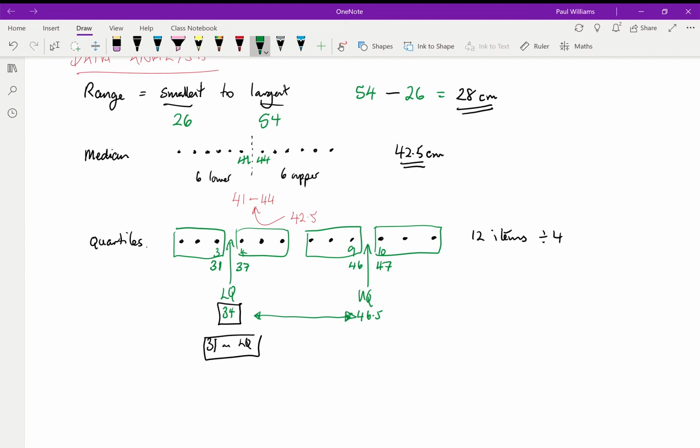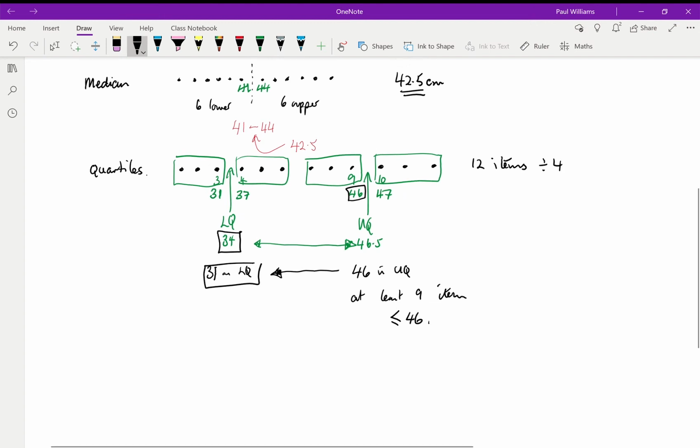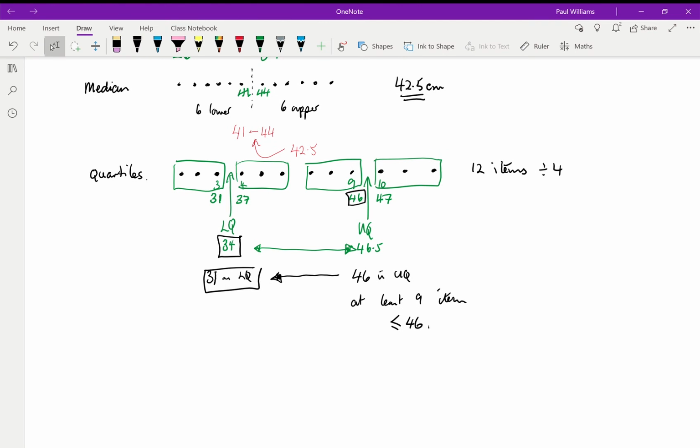But say I wanted to do the same thinking as I did to get 31 for the lower quartile. Then I need to choose this 46. 46 is the upper quartile because there are at least 9 items. That's 3/4 of the data which are less than or equal to 46. So those are your choices for the quartiles.